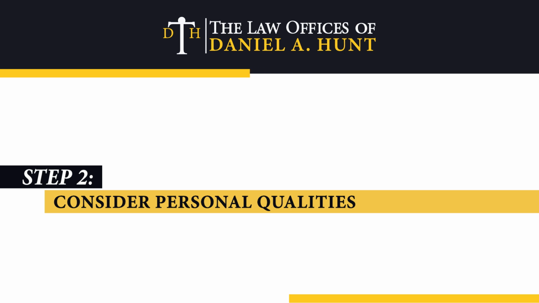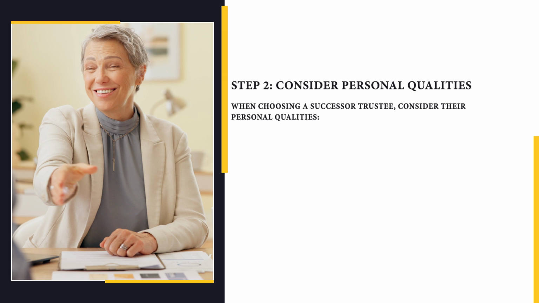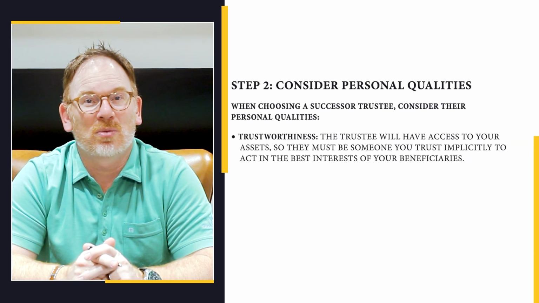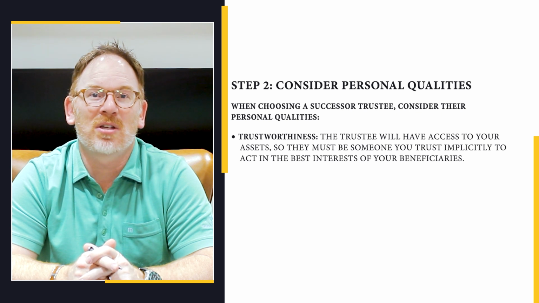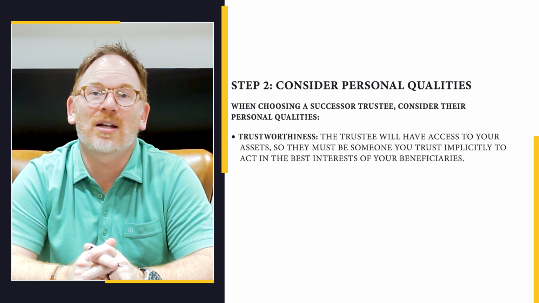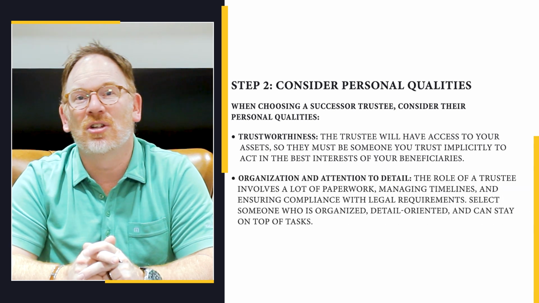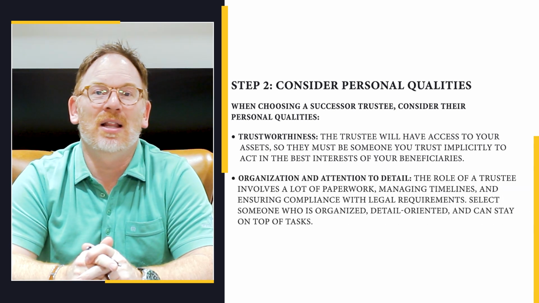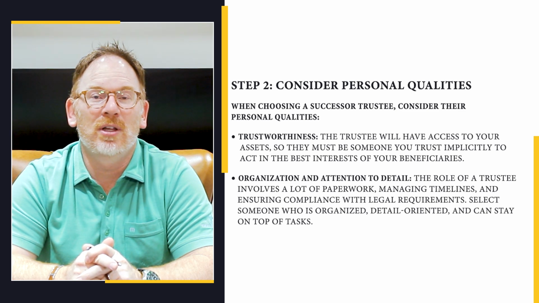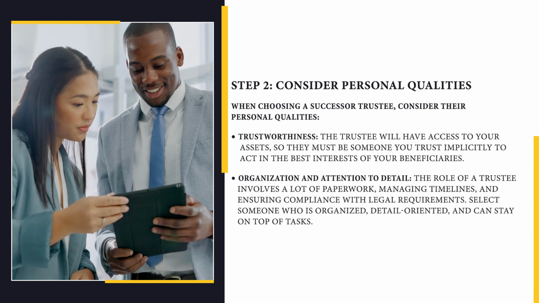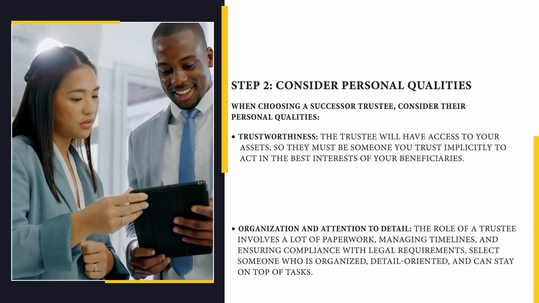Step 2. Consider personal qualities. When choosing a successor trustee, consider their personal qualities. Trustworthiness. The trustee will have access to your assets, so they must be someone you trust implicitly to act in the best interests of your beneficiaries. Organization and attention to detail. The role of a trustee involves a lot of paperwork, managing timelines, and ensuring compliance with legal requirements. Select someone who is organized, detail-oriented, and can stay on top of tasks.